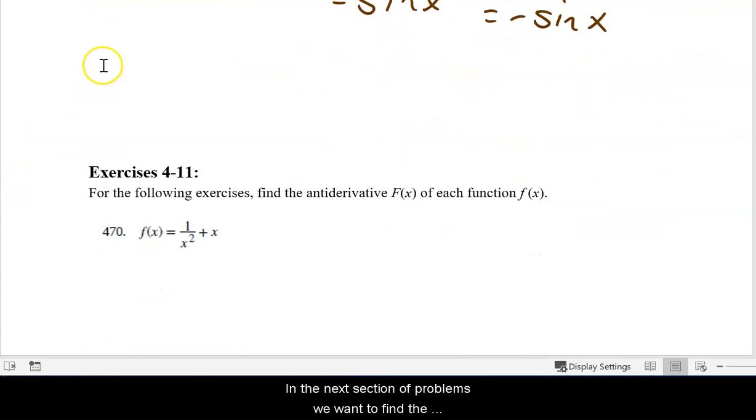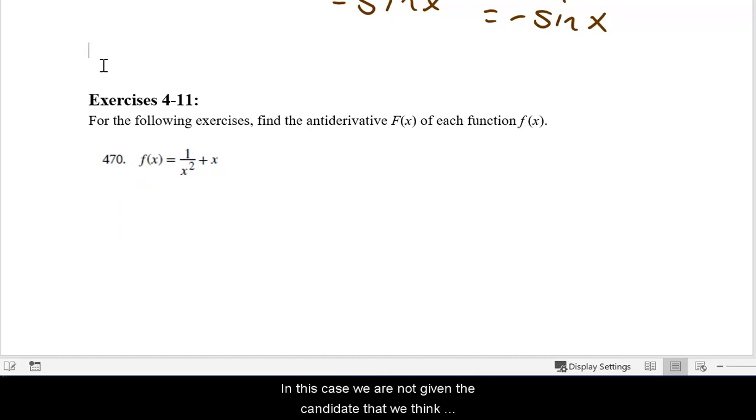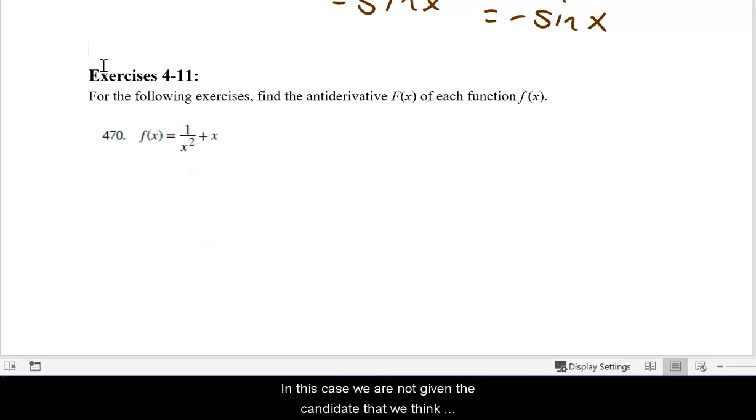In the next section of problems, we want to find the antiderivative function, uppercase letter F, for each possible integrand function, lowercase letter f. In this case, we are not given the candidate that we think will be the antiderivative function. Instead, we are to find it. To find it means that we will need to apply a process similar to what we did in the last problem.